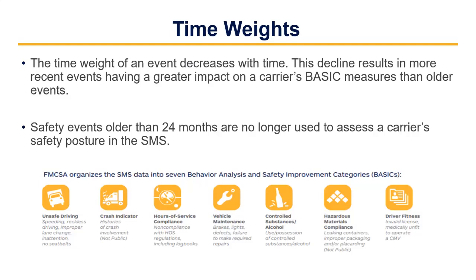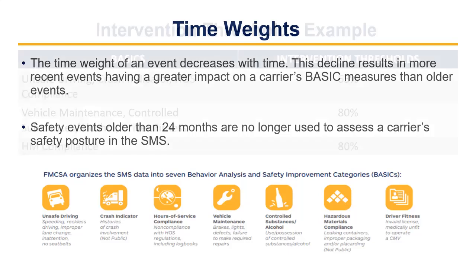So violations discovered during an inspection that happened recently, say in the last couple of months, will have a greater impact on your score within that basic than that same violation that was discovered in that same inspection that may have happened anywhere from 12 to 24 months ago. Once the inspection and the violations are more than 24 months old, they no longer have any impact on your current CSA percentiles.